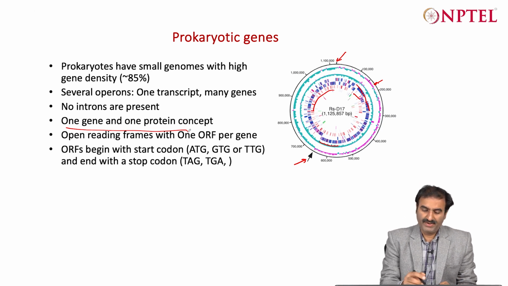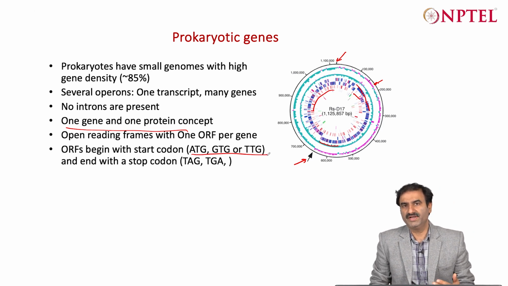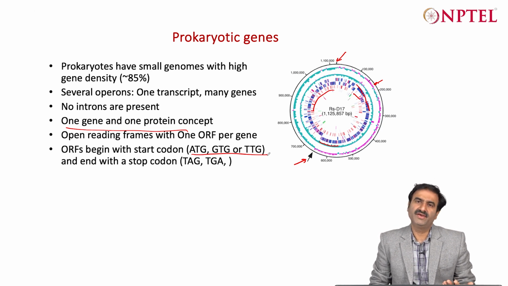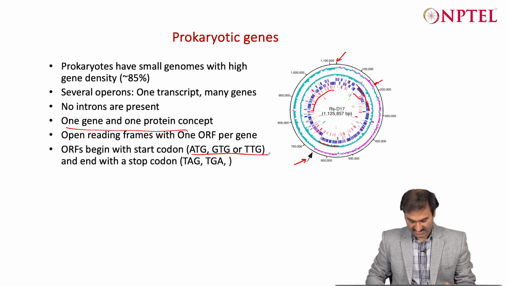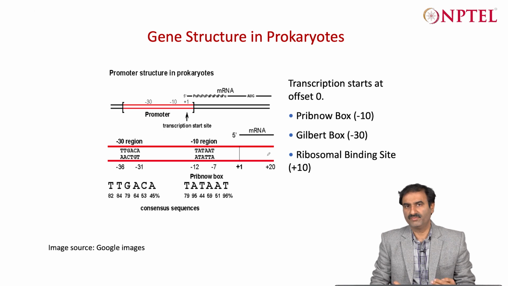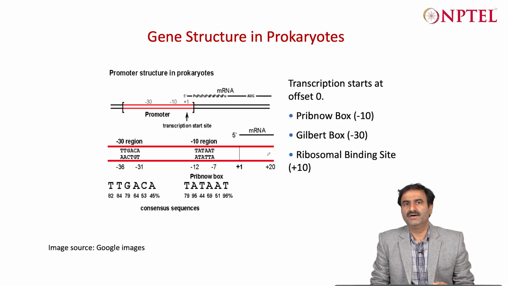Okay, and the start codons are three: ATG, GTG, and TTG. Generally ATG is more frequent, GTG sometimes, and TTG is rare. Similarly, there are three stop codons which can be used to terminate the protein, right?